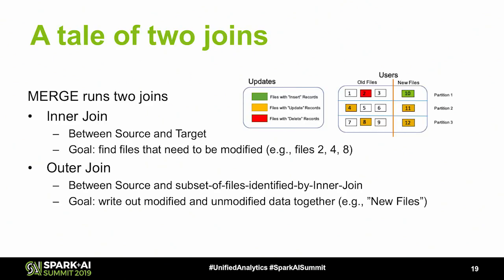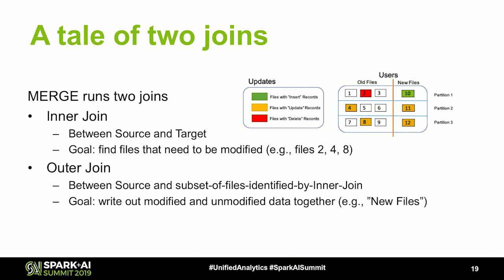So at a high level, merge runs 2 joins under the hood. A join is between 2 tables. In this case, the join is between the source table that has the CDC changes and the target table that you're trying to merge into. So it runs 2 joins.